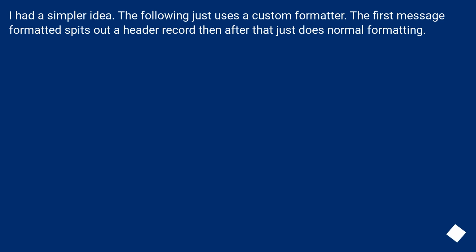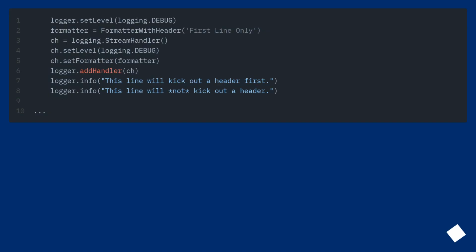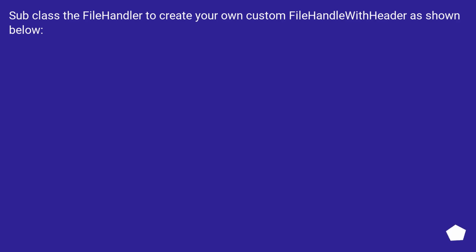I had a simpler idea. The following just uses a custom formatter. The first message formatted spits out a header record, then after that just does normal formatting. Subclass the file handler to create your own custom file handler with a header as shown below.